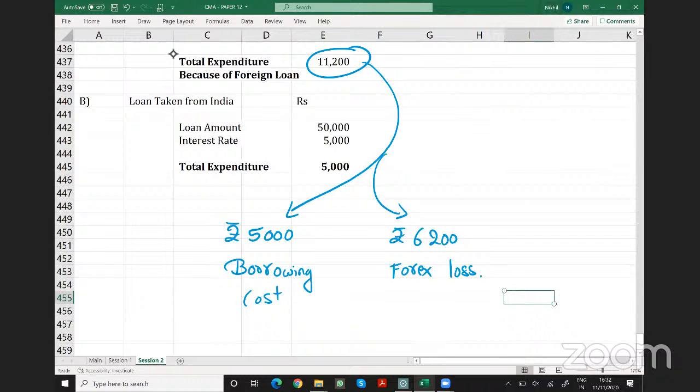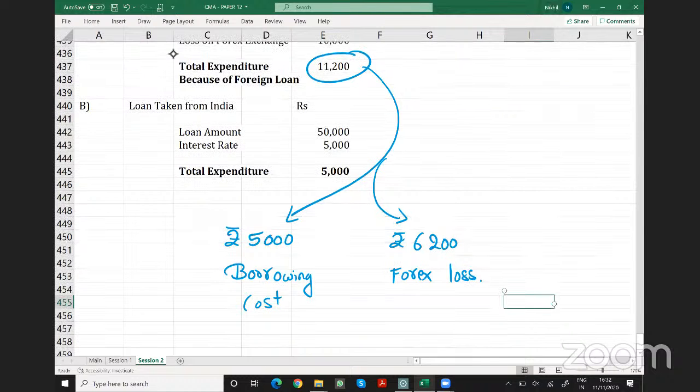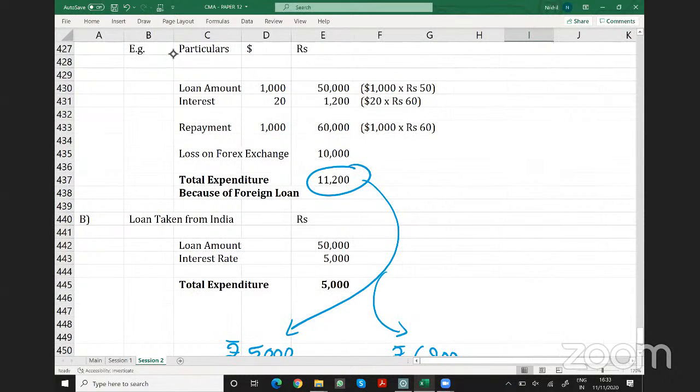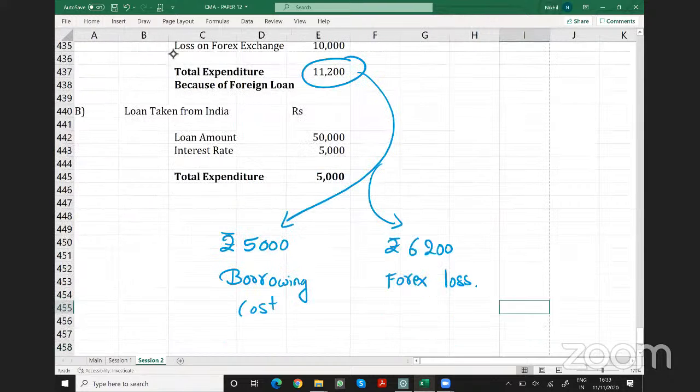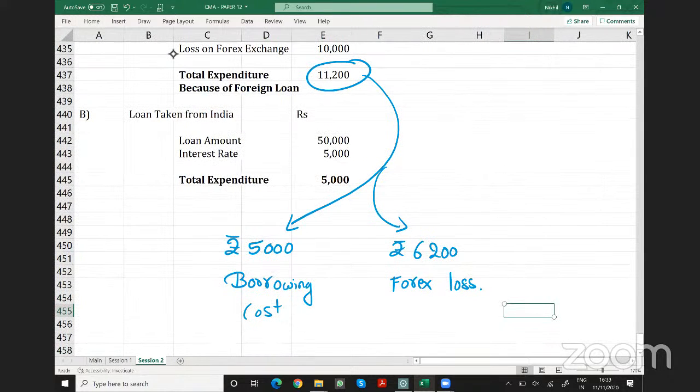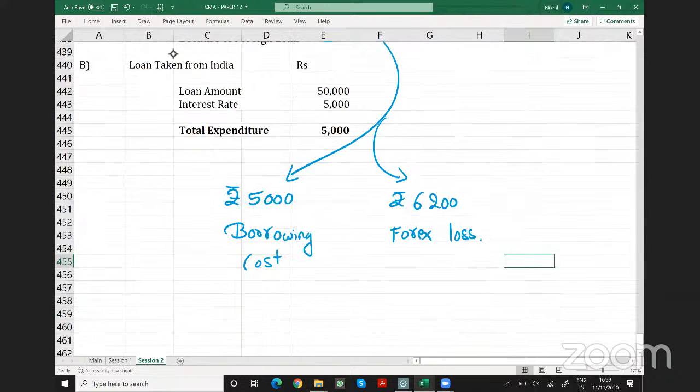So, sir, we are not considering 1,200 as my borrowing cost and 10,000 as my foreign exchange expenditure. Out of this 11,200, we will consider 5,000 as my borrowing cost, because if you had taken your loan from an Indian bank, you would still have to pay 5,000 rupees. So minimum 5,000 should be considered as your borrowing cost, and any excess amount should be treated as your foreign exchange loss.